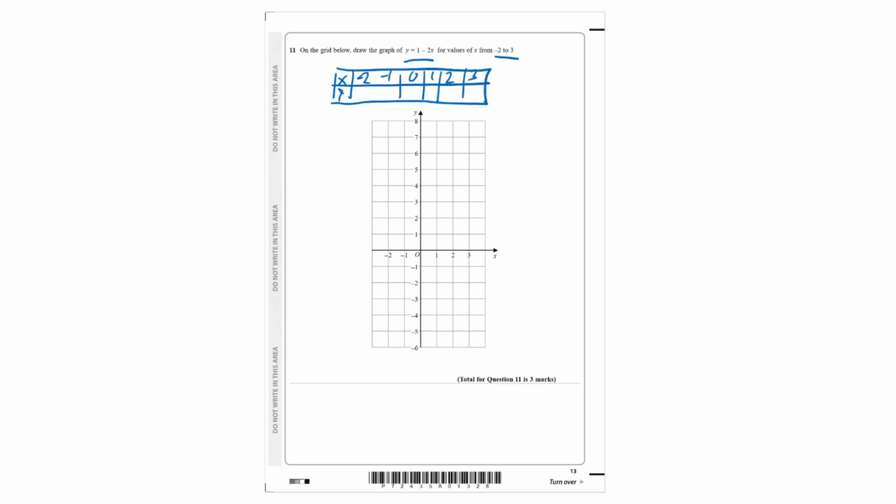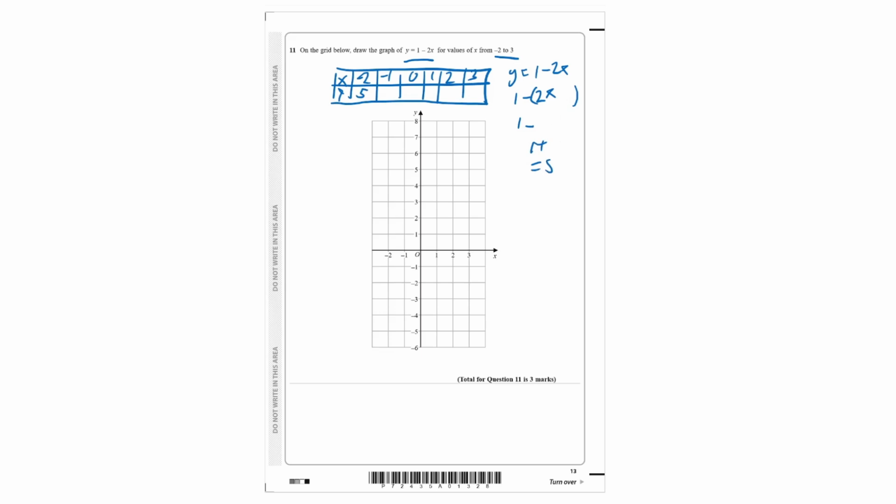And we have the equation y is equal to 1 minus 2x. So we simply substitute the value of x. So we have 1 minus 2 times -2. And then we can see that 2 times -2 is -4. When you subtract a negative, it becomes positive. So 1 plus 4 is equal to 5. So our first value is 5.